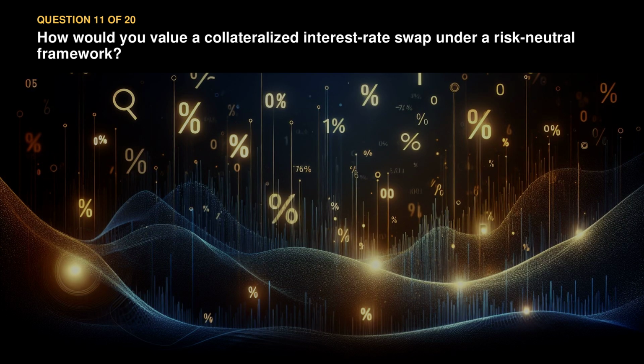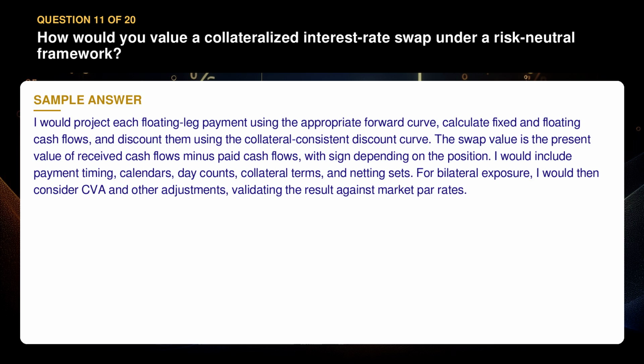Question 11. How would you value a collateralized interest rate swap under a risk-neutral framework? I would project each floating leg payment using the appropriate forward curve, calculate fixed and floating cash flows, and discount them using the collateral consistent discount curve. The swap value is the present value of received cash flows minus paid cash flows, with sign depending on the position. I would include payment timing, calendars, day counts, collateral terms, and netting sets. For bilateral exposure, I would then consider CVA and other adjustments, validating the result against market par rates.